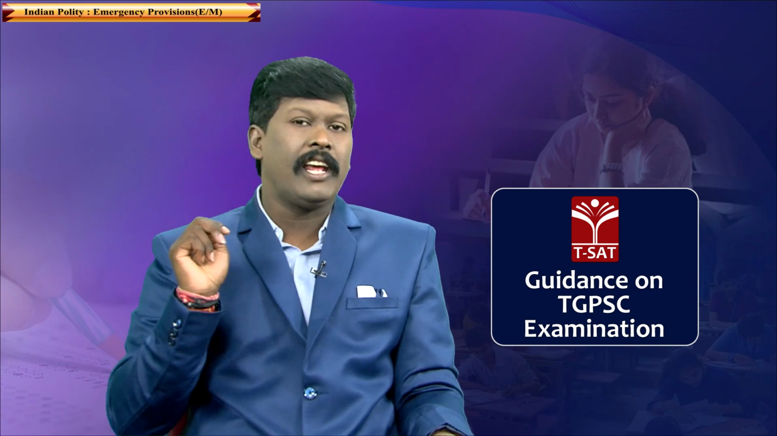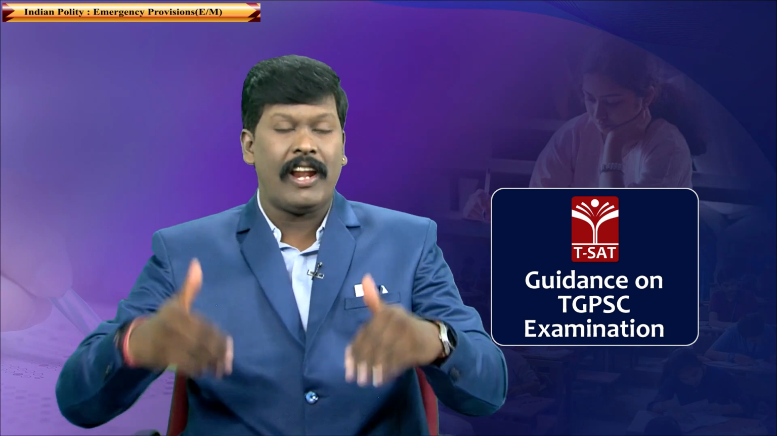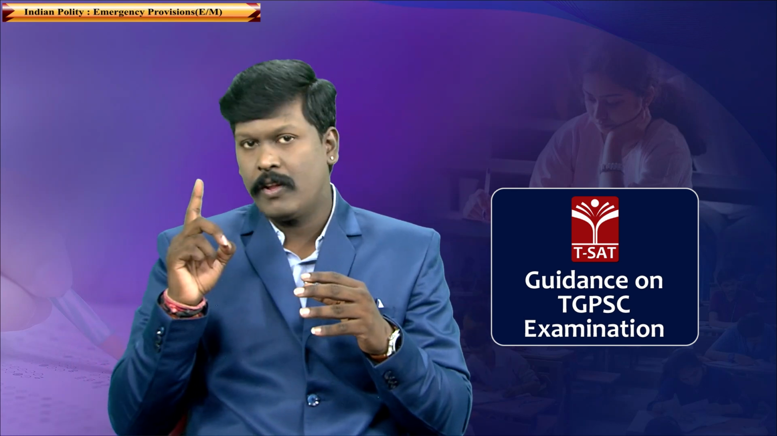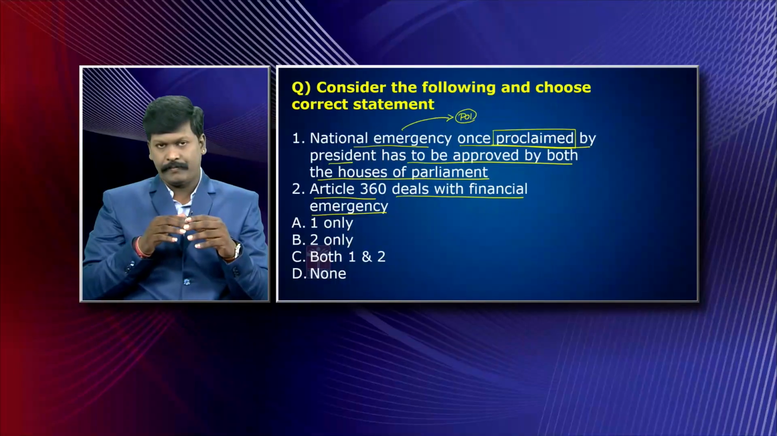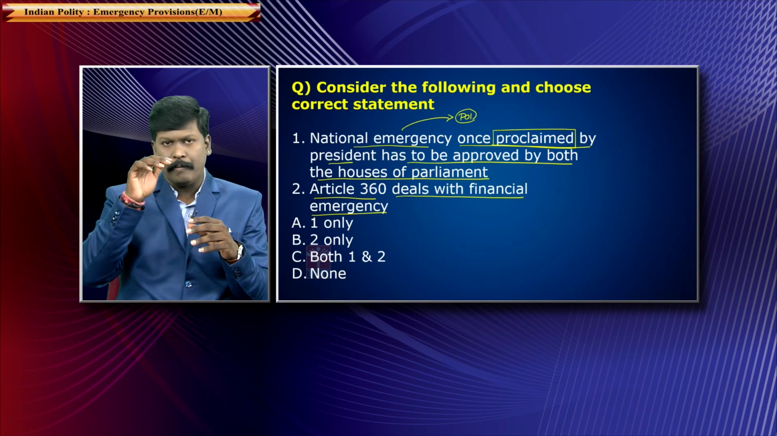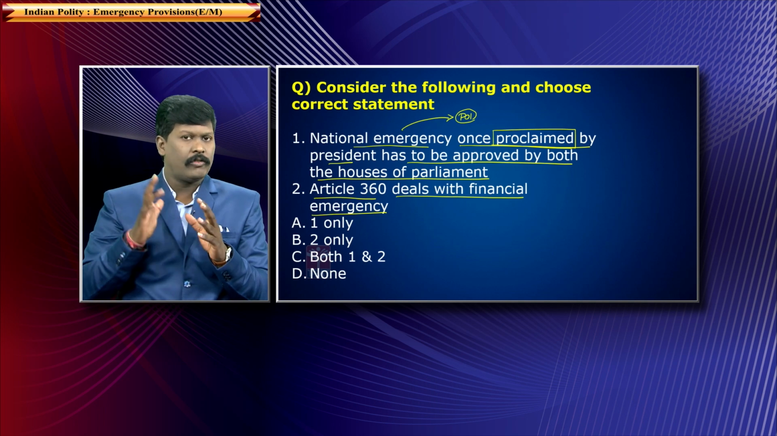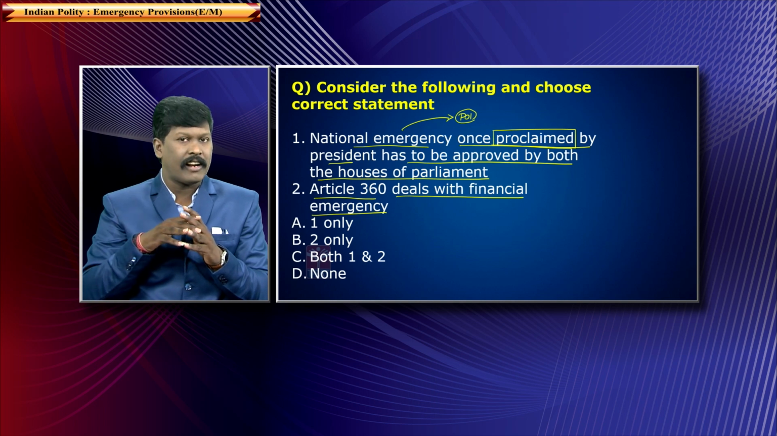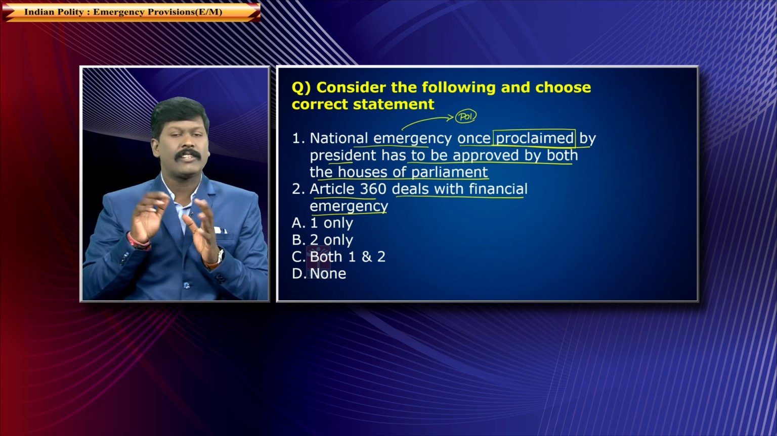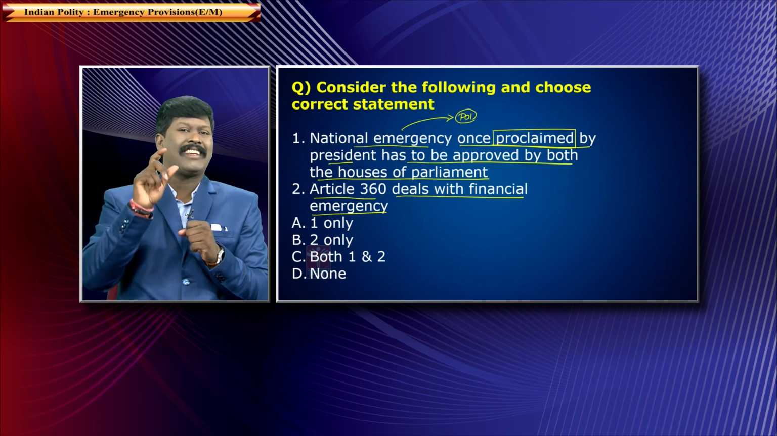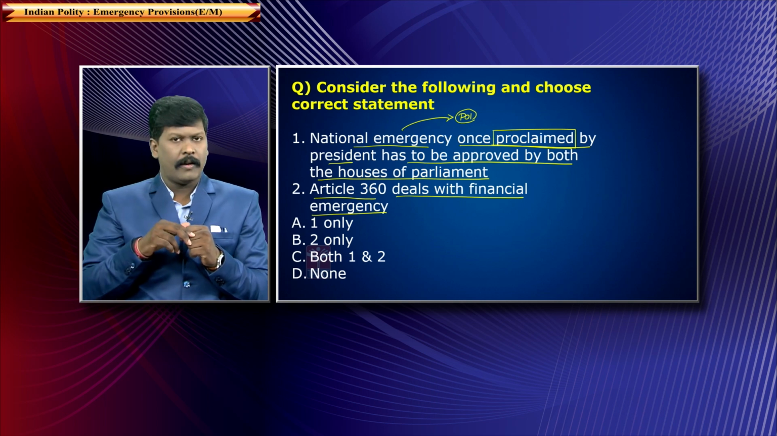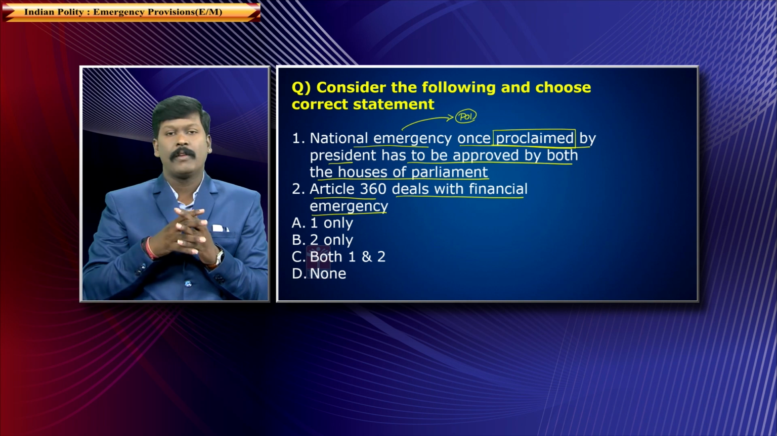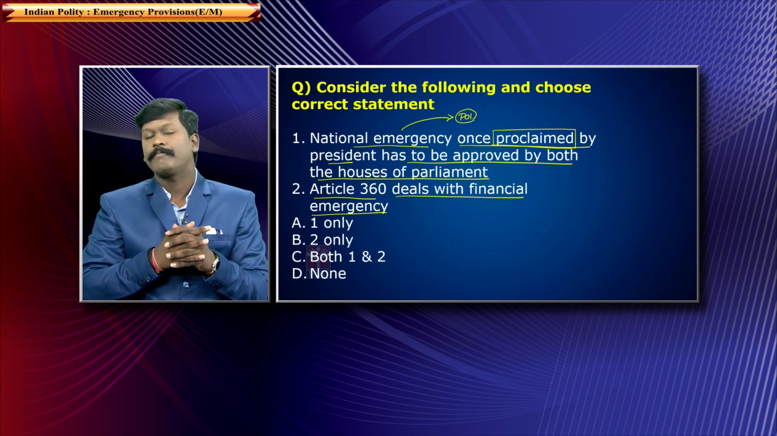Meaning, there are three grounds, three conditions when a national emergency can be proclaimed. One, war. The second one is external aggression. The third one is armed rebellion. Armed rebellion is also called internal aggression. If any of these three conditions are satisfied, or if all three conditions are satisfied, the cabinet will send a written notice to the President, and President must proclaim the national emergency.